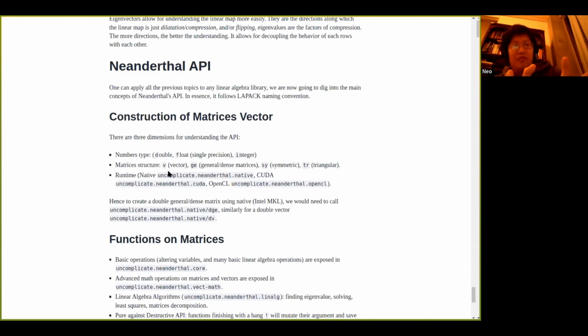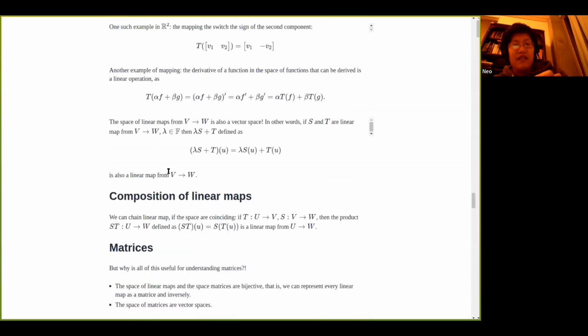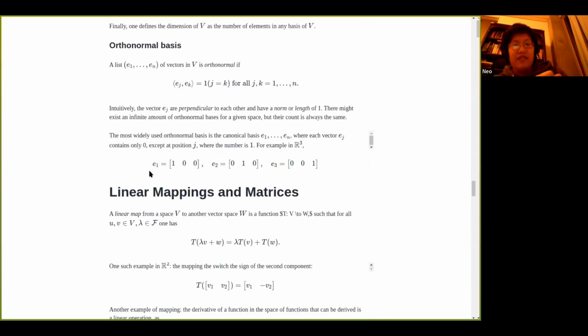For all practical purposes, the canonical basis is the one that you will use. That is the list of vectors which have all zeros except one index which has one. You can extend this example to n dimensions. This is probably the basis that you will use most often.